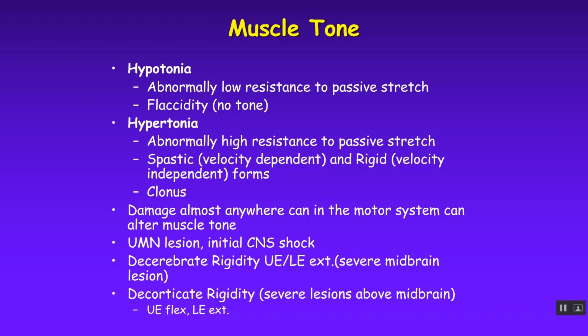Decorticate rigidity is a little different. Decorticate means you have a severe lesion above the midbrain. That means pretty much anywhere in the cerebrum. If you have a severe lesion of the cerebrum that involves both sides, so a brain injury typically, then swelling, but it hasn't caused problems with the midbrain yet, hopefully it doesn't, you will see this pattern where the upper extremities are flexed and the lower body is extended, okay? This is decorticate rigidity, okay?